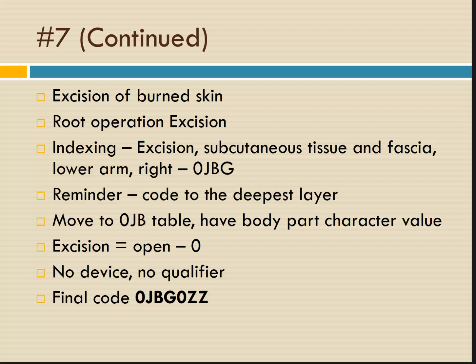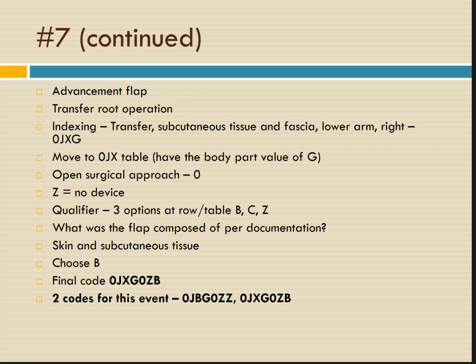After they took away the dead tissue, dead skin, they then did an advancement flap. Your chapter information talks about flap coding and the transfer root operation. Your pathway is transfer in your index, your alpha index, subcutaneous tissue and fascia, lower arm right. You're given 0JXG in the alpha.